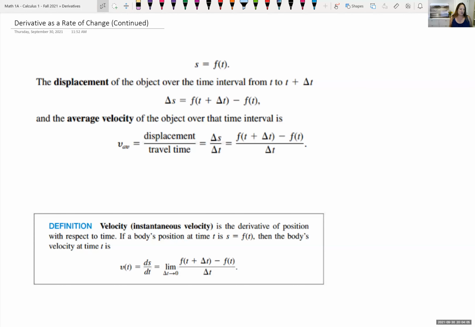So we're continuing on derivatives as a rate of change. In here, we had talked about yesterday the following definitions. And so let's just read through and recall.